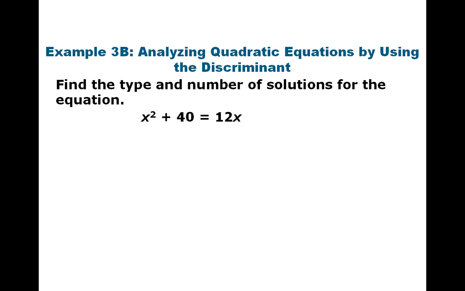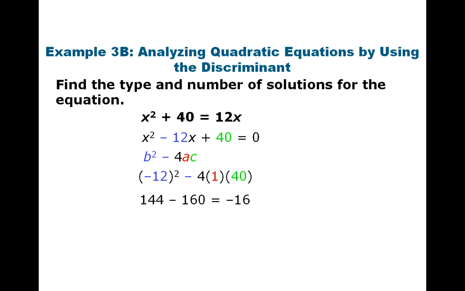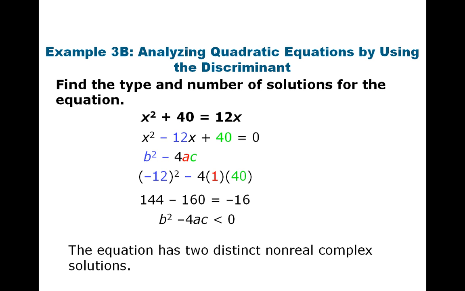For x squared plus 40 equals 12x, again, put it into standard form. Evaluate your discriminant. So here we'll have negative 12 squared minus 4 times 1 times 40. This time my discriminant is negative. Therefore, this one has two distinct non-real complex solutions.